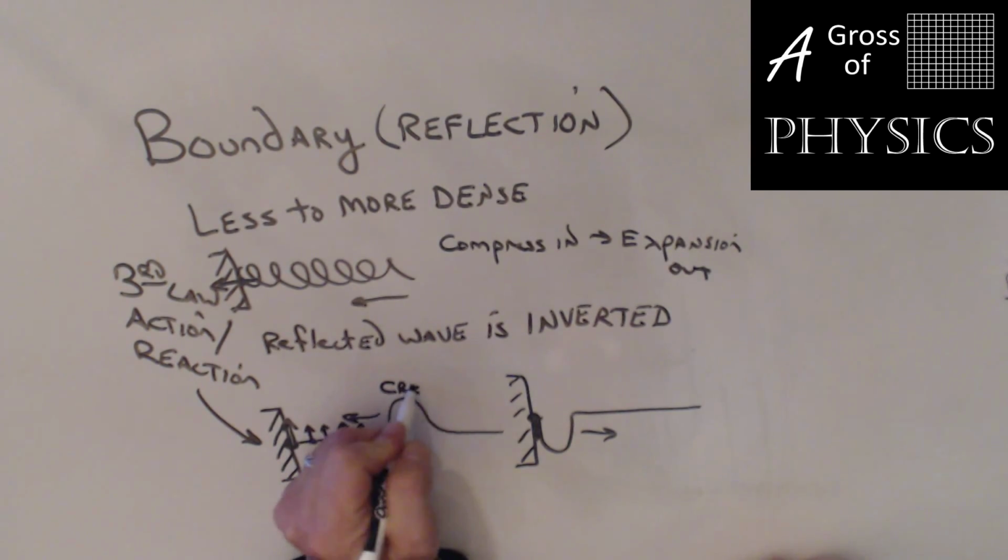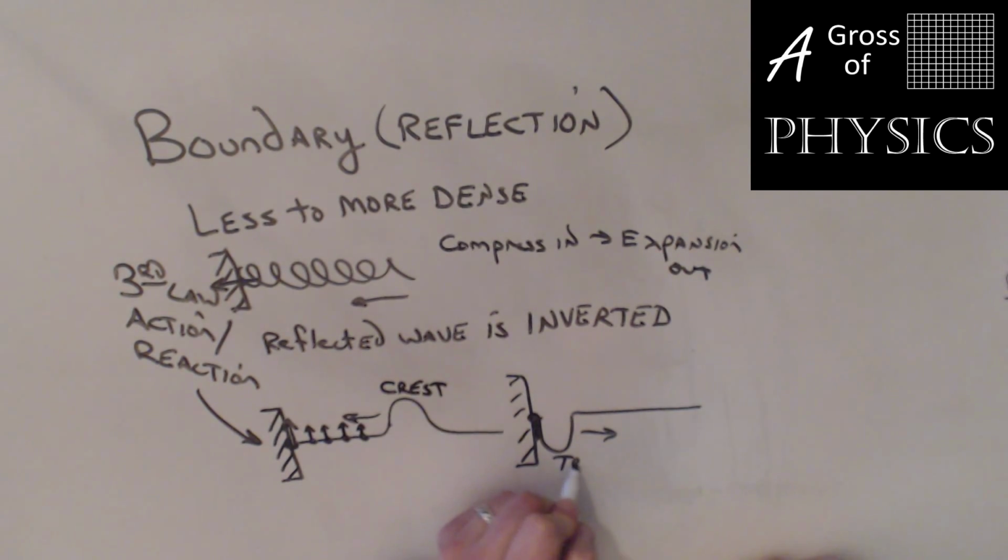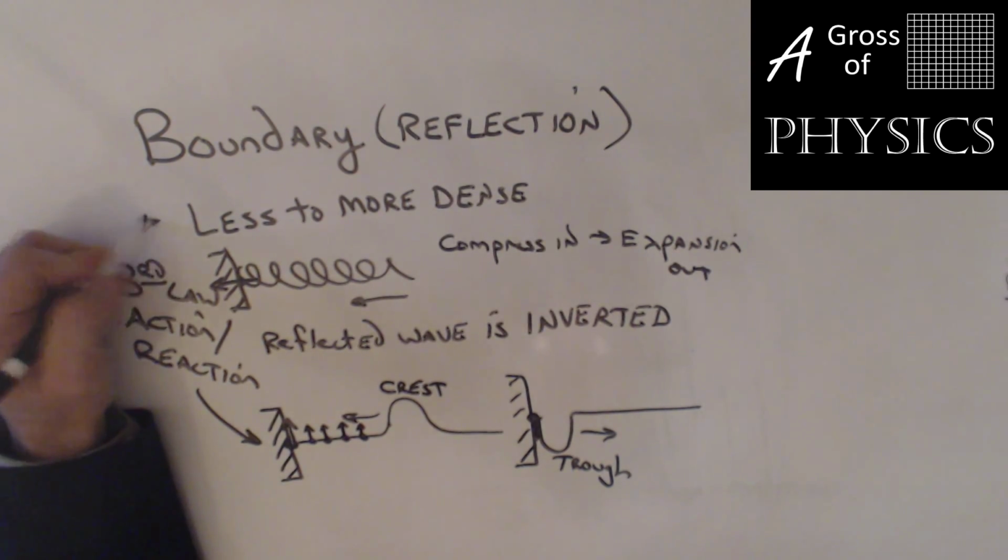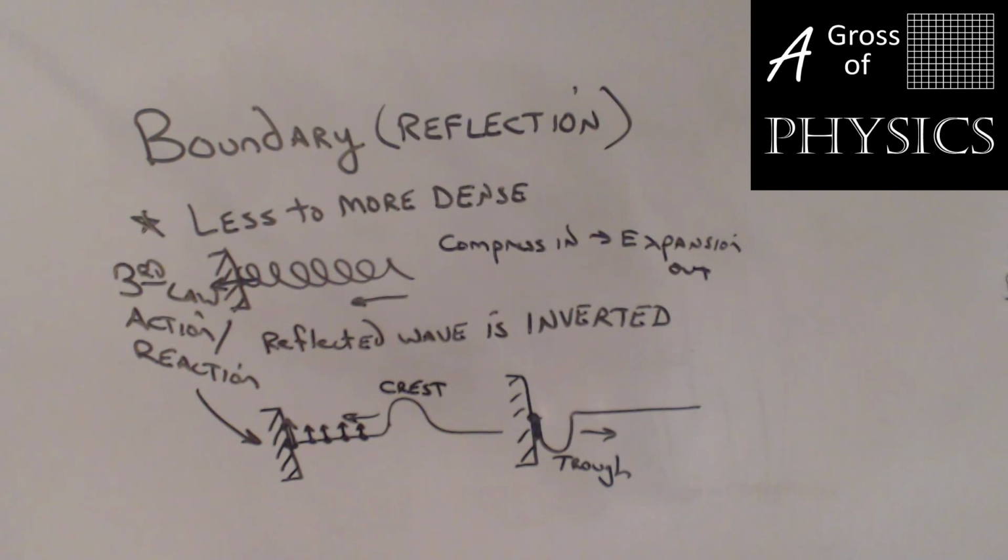We have the crest, which is upward. We have a trough, which is pointing down. This would be a single pulse we're sending. We could send a continual wave train, and that's going to be a topic for later. What we'll end up creating, spoiler alert, is a standing wave. But for now, this is when we go from a less to a more dense material.